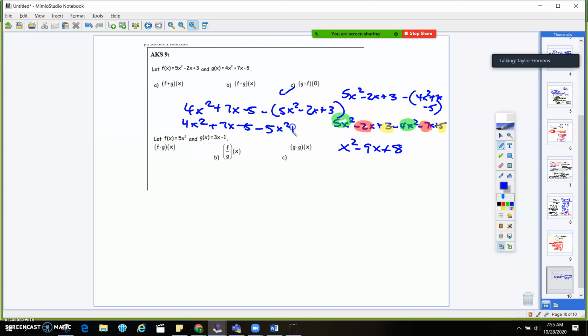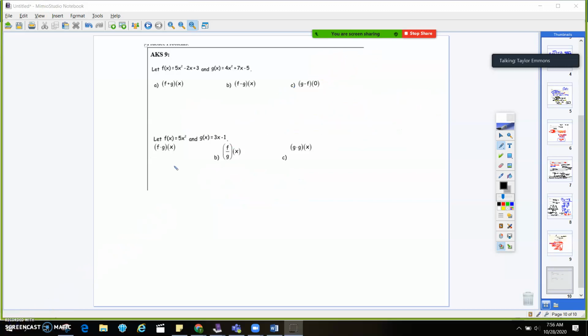Distribute that negative. And then we're going to combine our like terms. So 4x squared minus 5x squared is negative x squared. 7x plus 2x is 9x. And negative 5 minus 3 is negative 8. Now we're going to take 0 and we're going to plug it in for all of our x's. So that's 0 squared. 9 times 0 is 0. And 0 minus 8 is negative 8.